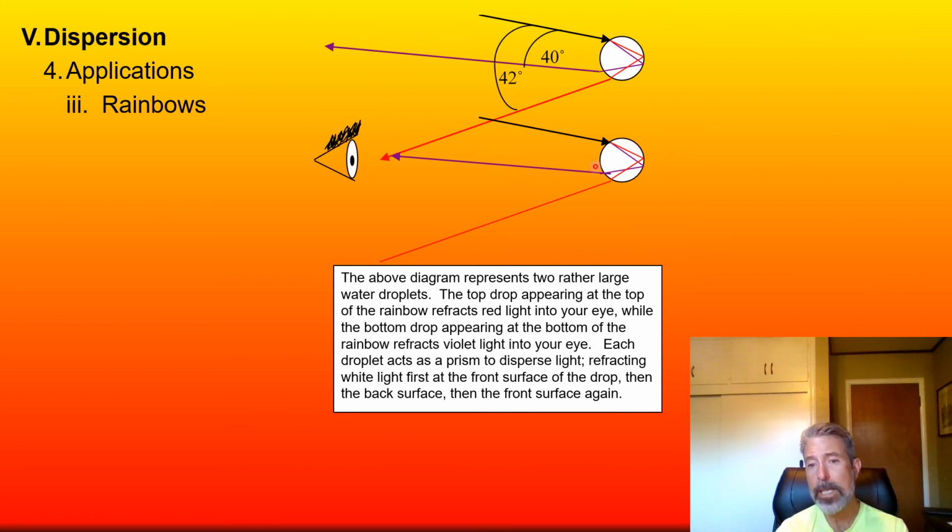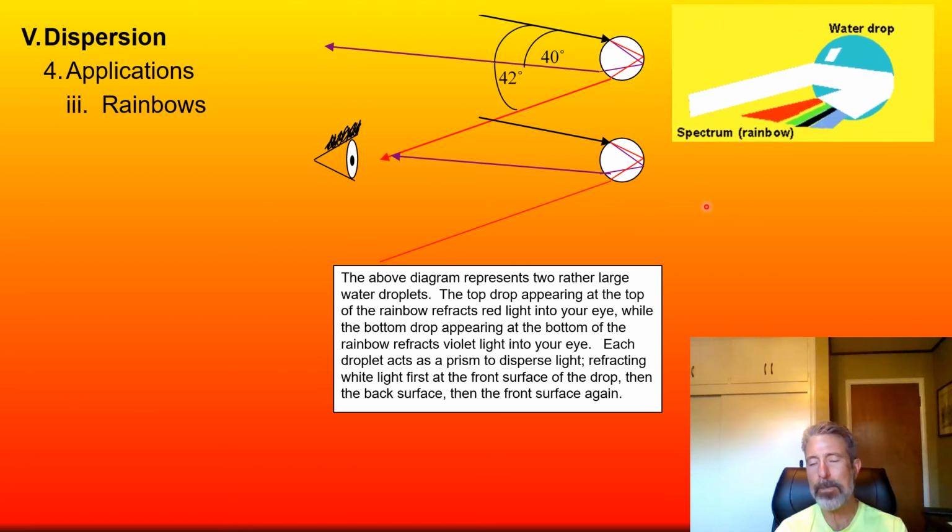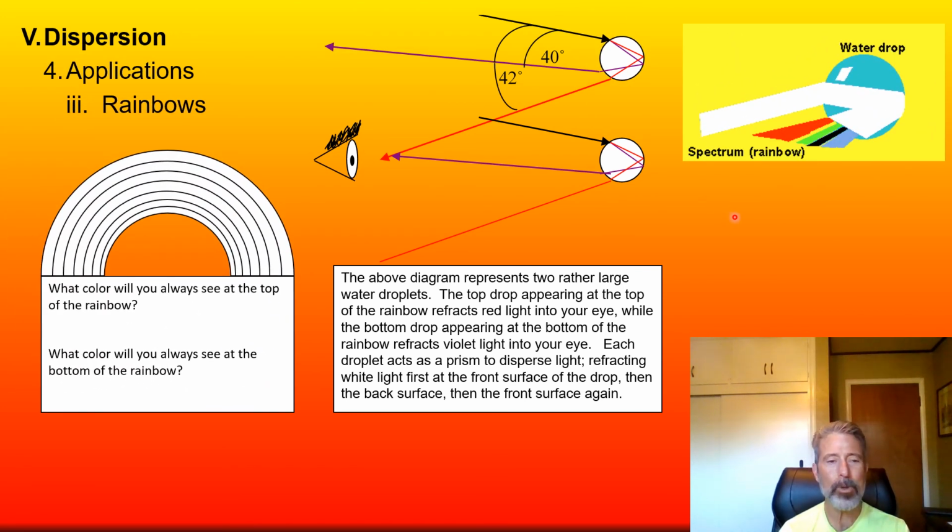For the water droplets that are lower in the atmosphere, you'll see the same phenomenon happens here, that the light gets dispersed upon entering the water droplet, so that we get the separation of colors. But for those lower droplets, the blue light, or the violet light, will get refracted into your eye, whereas the red light will hit the ground. So if I were to ask you the question, what color will you always see at the top of the rainbow, assuming you're standing on the ground, of course? Well, you would expect to see the red light at the top of the rainbow, whereas you would expect to see the violet light at the bottom of the rainbow. So red on top, violet on the bottom, due to the refraction that happens and the separation of colors, which we call dispersion.